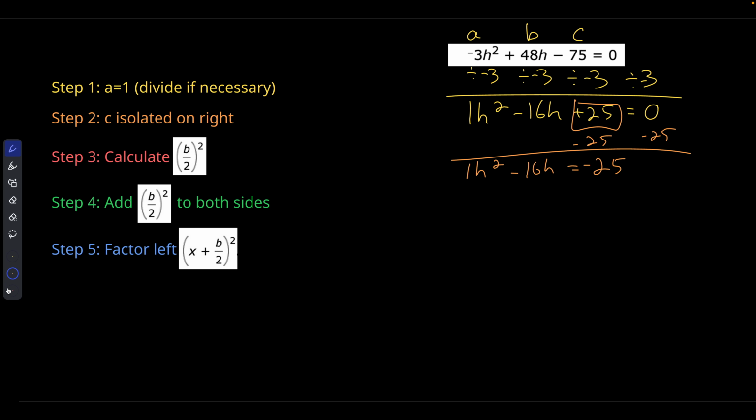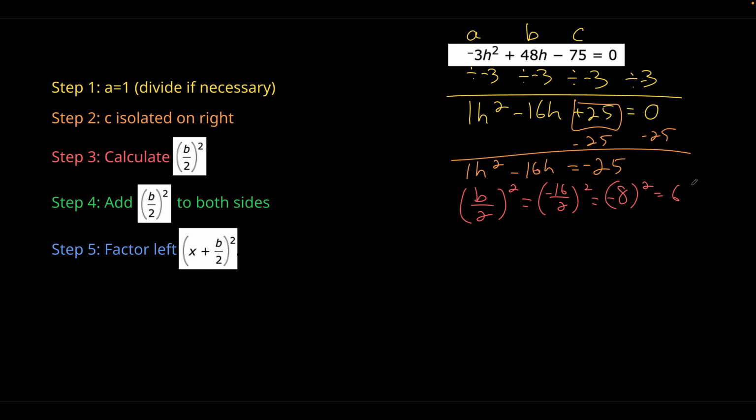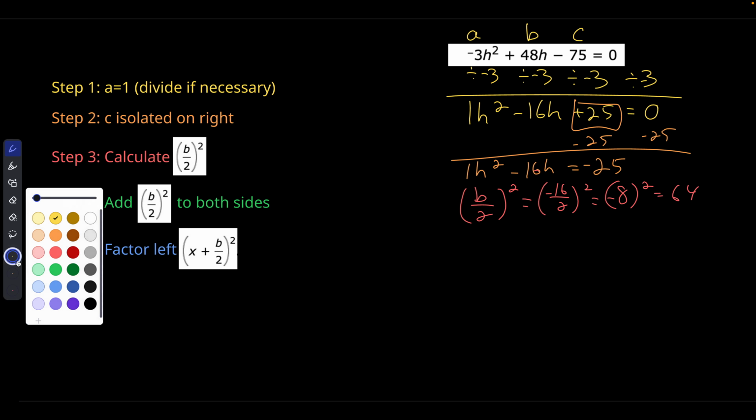Step 3 says to calculate (b over 2) squared. b is this -16. So now we have (-16 over 2) squared, which is (-8) squared, which is 64. Cool, that step is done.